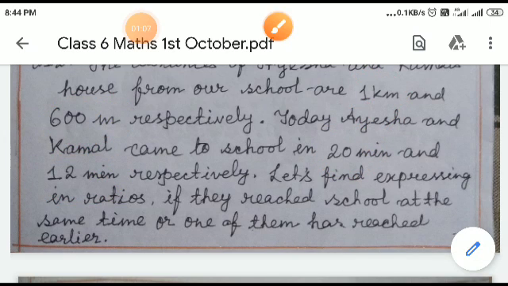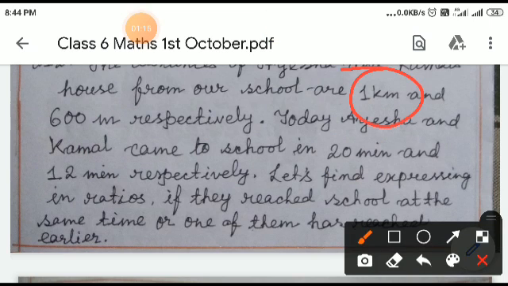One more thing, here distances are given in kilometers and meters. Both are distances, they are the same quantity but the units are different. So to find the ratio, we have to change them into the same units. Here 1 kilometer is the bigger unit, so we will change 1 kilometer to meters.